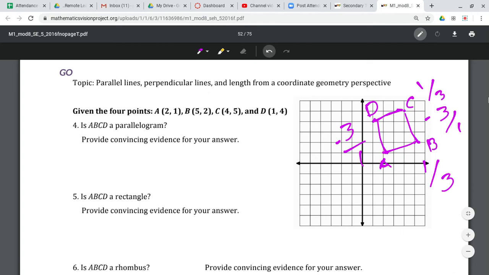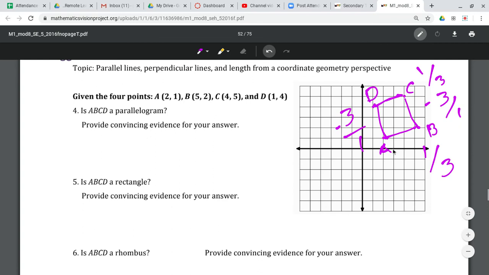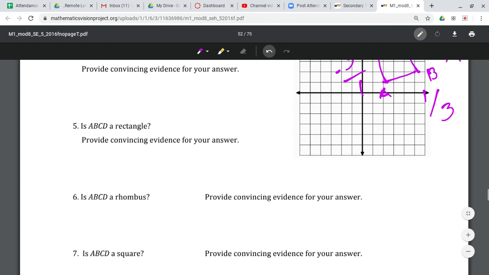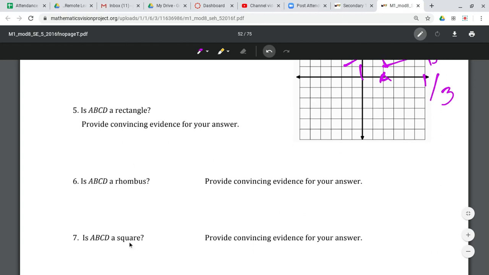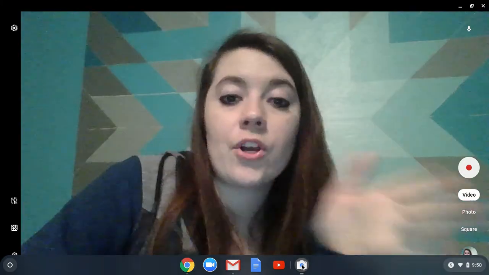Check that out. With a rhombus, what key feature do we know about a rhombus? Well, we know that DA, AB, BC, and CD all have to be the same length. Remember, a rhombus, all the sides have to be the same length. So use the distance formula to help you determine if those sides are all the same length. And then if it's a square, well, if it's a rectangle and a rhombus, then it will be a square. If it's not a rectangle or it's not a rhombus, then it can't be a square. So keep that in mind as you're going through on these.